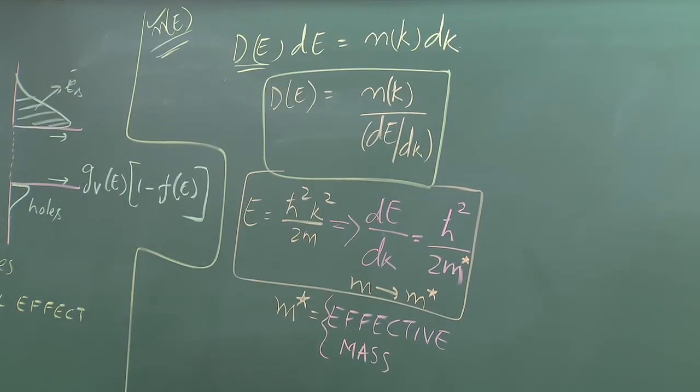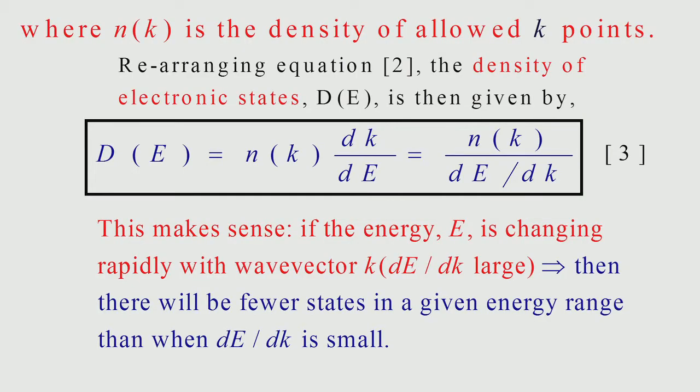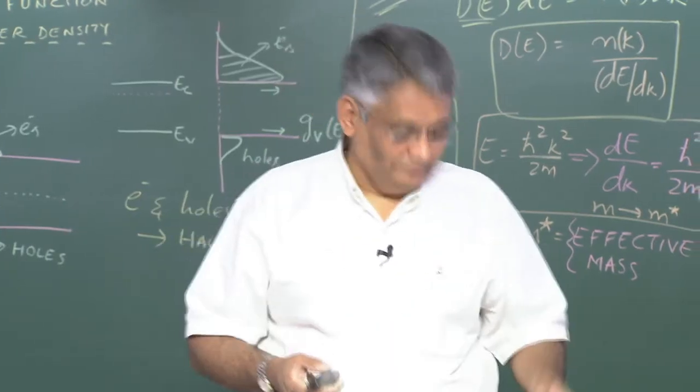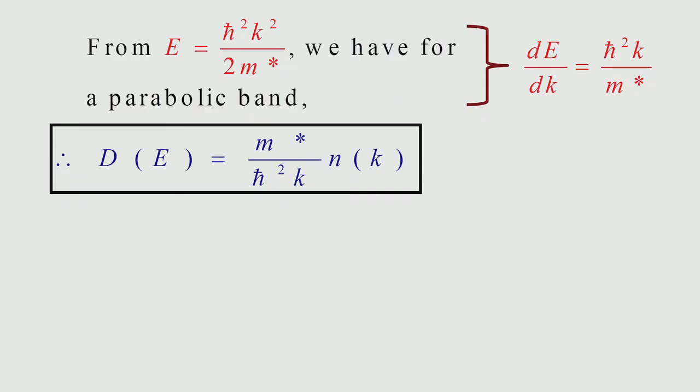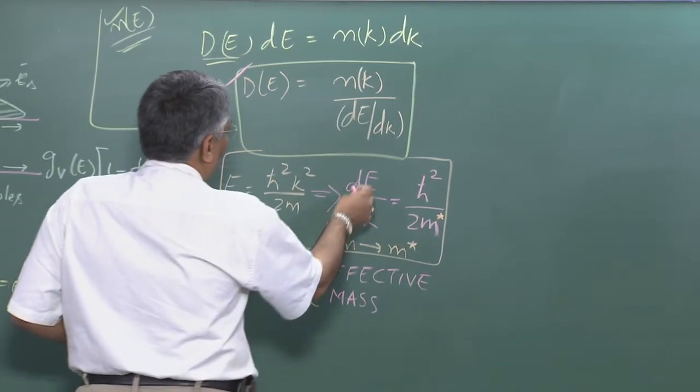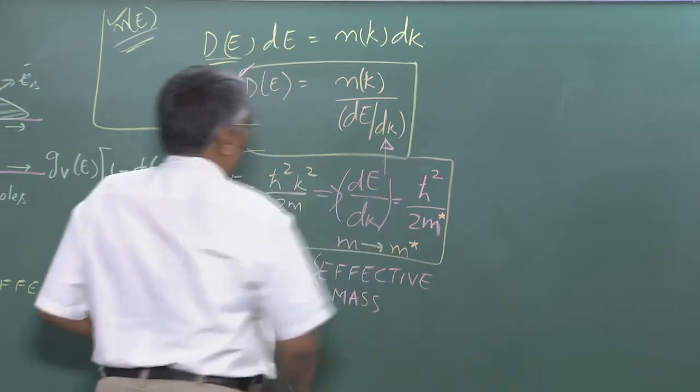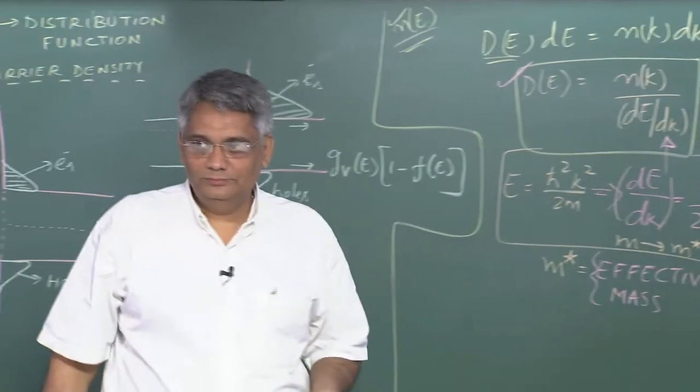Good. So that's what I have done here. Now, what is the purpose of doing this? See, if the energy is changing rapidly with the wave vector, dE by dk, then there will be fewer states in a given energy range than when this dE by dk value is smaller. Okay. So you get the expression. Now, what you do is I take this equation and substitute this over there and see what happens.